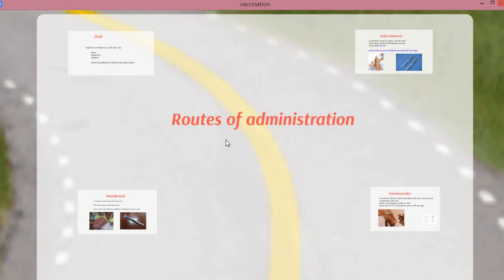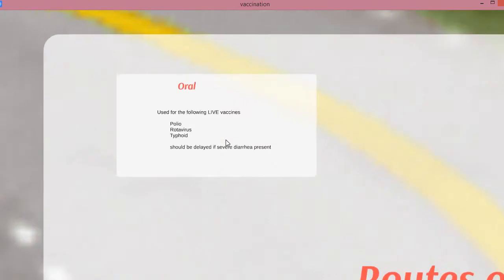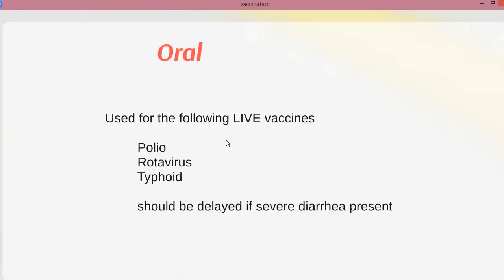Then we come to the next part of the presentation. What are the routes of administration? The oral route is preferred by both the vaccine recipient and the vaccine provider because it has no pain involved. It's used for the following live vaccines: polio, rotavirus and typhoid. The only situation where a live oral vaccine should be delayed is when the child is having severe diarrhea, obviously because the vaccine will not be absorbed properly.